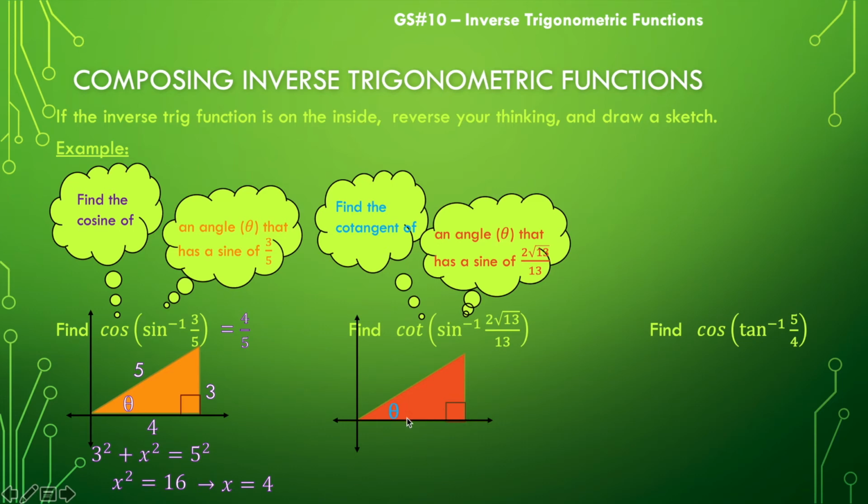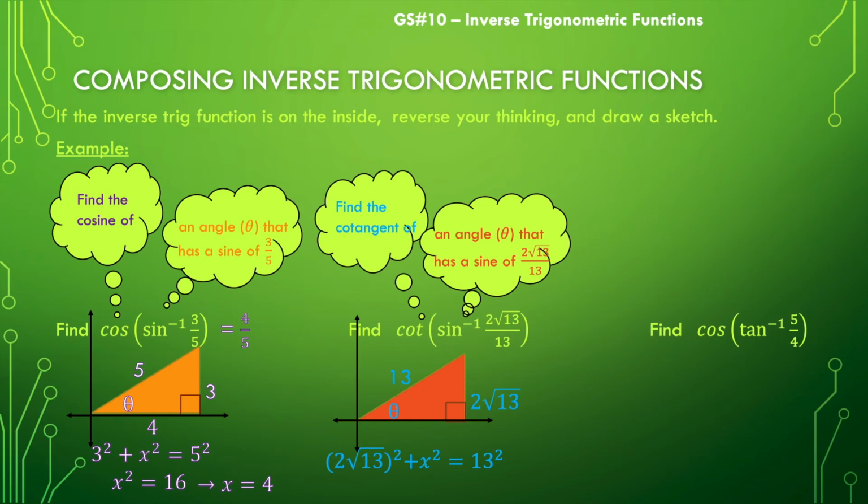This angle that we've drawn has a sine of 2 rad 13 over 13. So I'm going to label the appropriate sides. The opposite side to theta will be 2 rad 13, and the hypotenuse will be 13. And then, again, I'll use my Pythagorean theorem to solve for my missing side. 2 rad 13 squared plus x squared is equal to 13 squared.